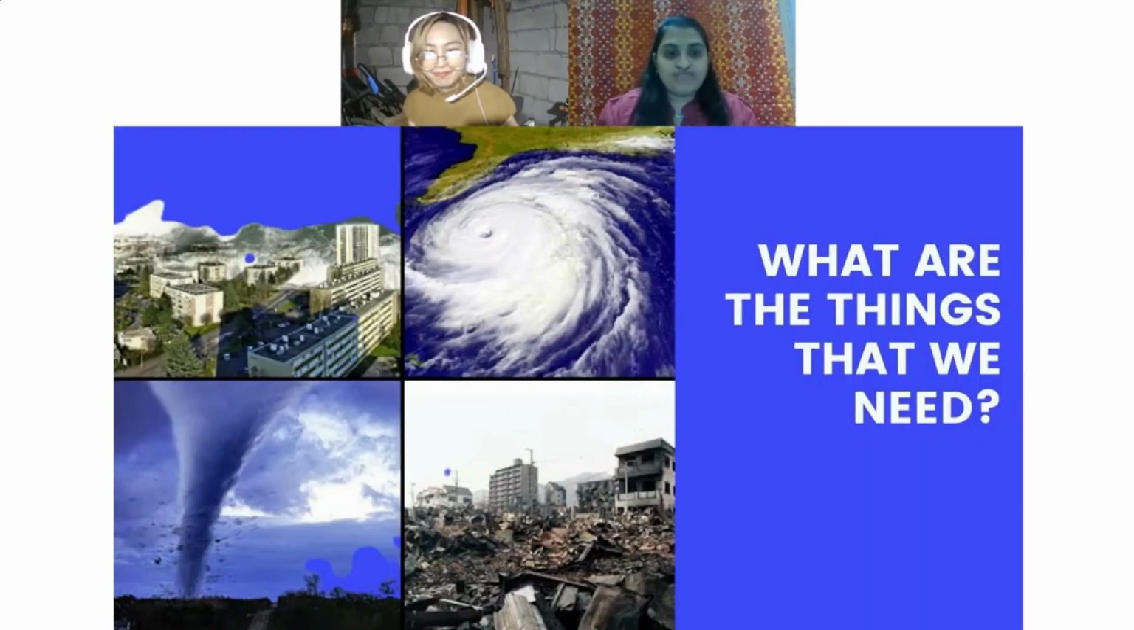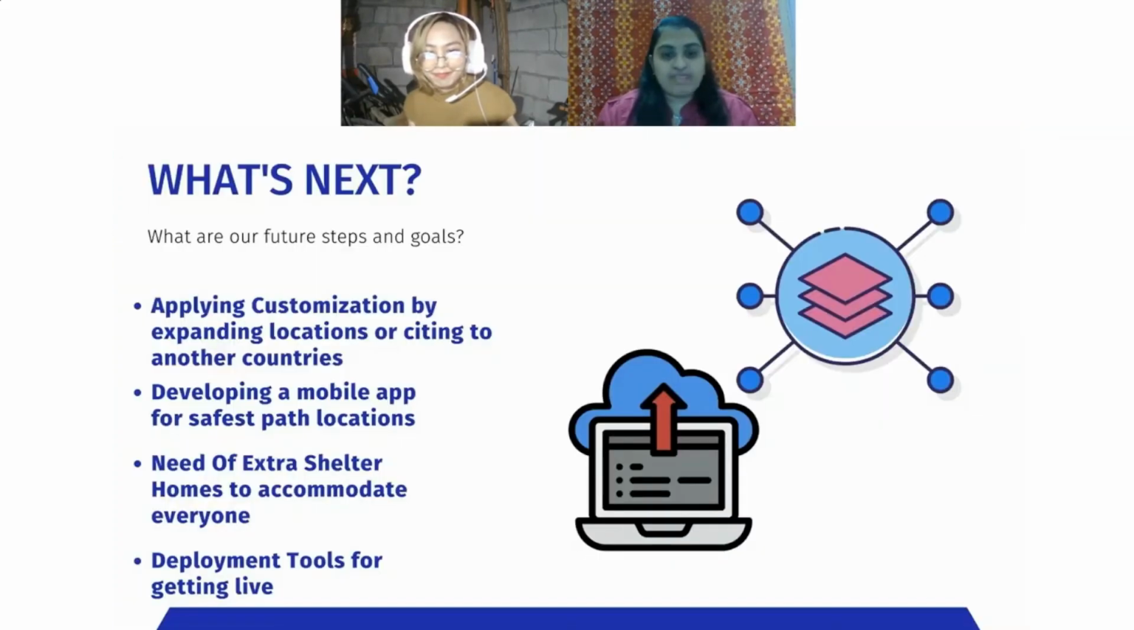So what do we need for this? So we have certain needs to be addressed for getting ahead with our future goals. Our further steps involve applying customization by expanding the location to other countries, developing a mobile application using the same path location. Then there is also a need of extra shelter homes to accommodate everyone as it's a kind of predominant access. And we also need good access to the deployment tools for making it live.